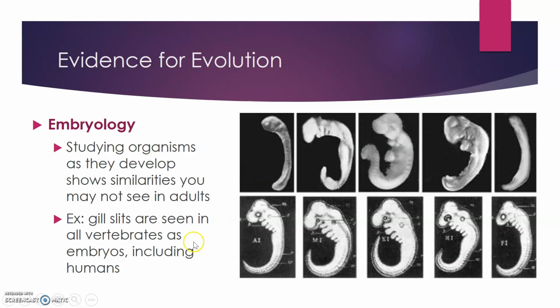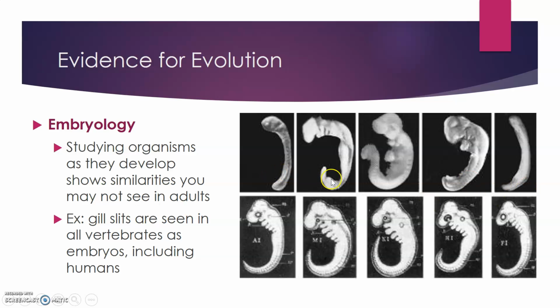For example, we can actually see gill slits in all vertebrates, including humans. And we obviously know we do not have gills, but our evolutionary ancestors did. And this presence of gill slits that ultimately close up and become lungs is one argument for evolution.